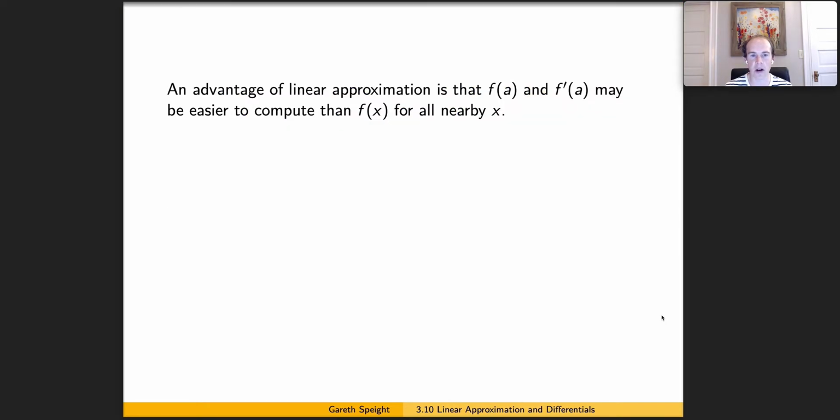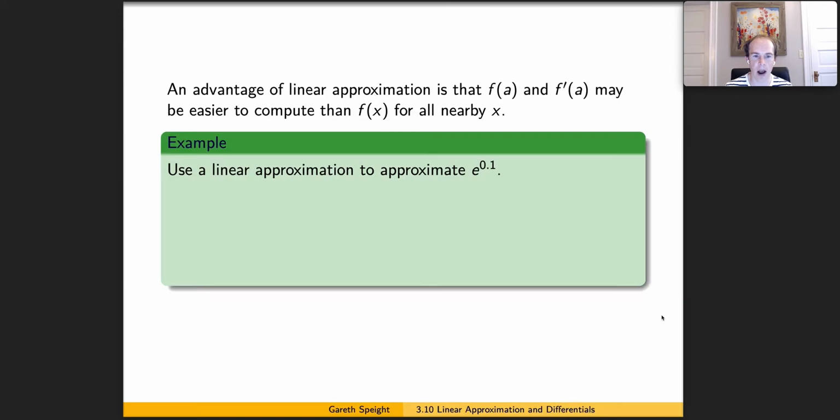Okay, so let's go on to a problem that involves actually doing approximations. So how is this helpful? So let's try to use a linear approximation to approximate the value of e to the power of 0.1. So in this case, they didn't tell us the point a to take the approximation, and they didn't tell us the function f of x. So we have to come up with those. And we should make choices so that f of a and f prime of a are easy to compute.